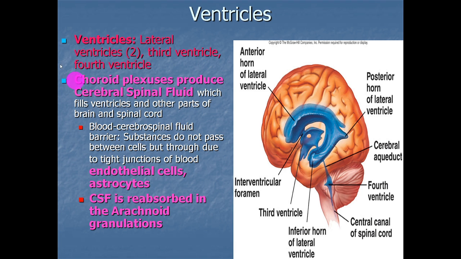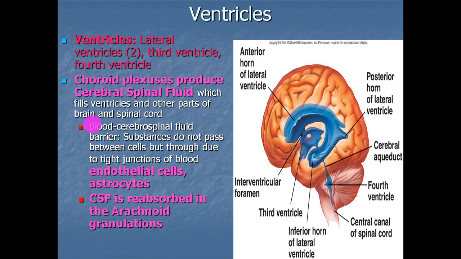They each contain a choroid plexus. These choroid plexuses are where we have the ependymal cells that are going to make cerebral spinal fluid. It's important to understand that all 4 ventricles have choroid plexuses. I know in lab you can really only see the choroid plexuses in the 3rd ventricle, but they all have them. All right. So it says there's a blood cerebral spinal fluid barrier.